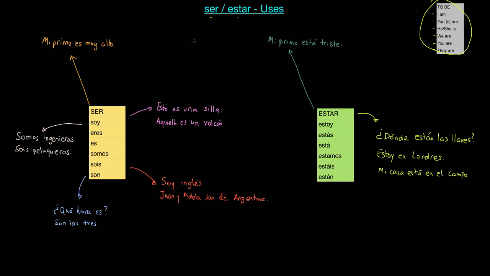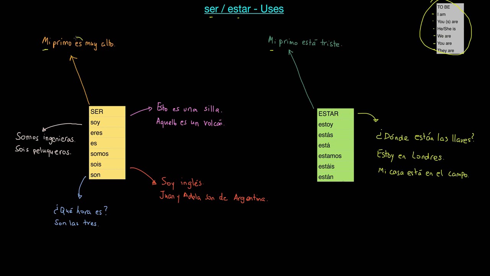For this, we're going to be looking at two sentences side by side. Over here, this sentence: mi primo es muy alto. My cousin is very tall. Let's compare this sentence to this one: mi primo está triste. My cousin is sad. Here we've got one of the cases where we'll use ser or estar in contrast. They will convey different meanings.